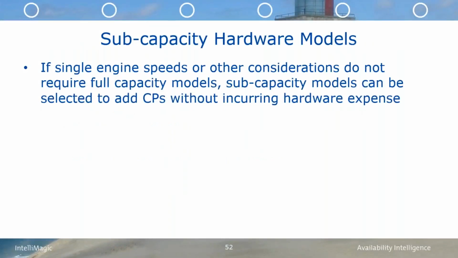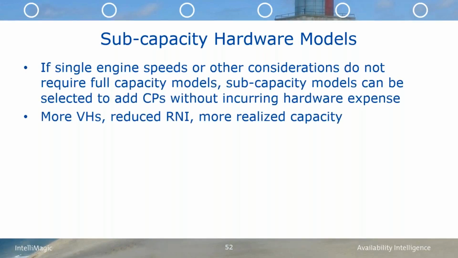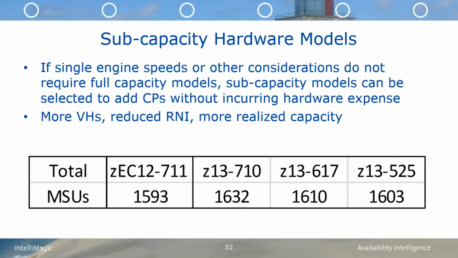If single engine speed requirements or other considerations in your environment don't require full capacity models, subcapacity models can be selected when upgrading to new generation technologies. This adds physical CPs along with the associated level 1 and level 2 processor cache without incurring additional hardware expense, which results in more vertical highs and thus reduced RNI.